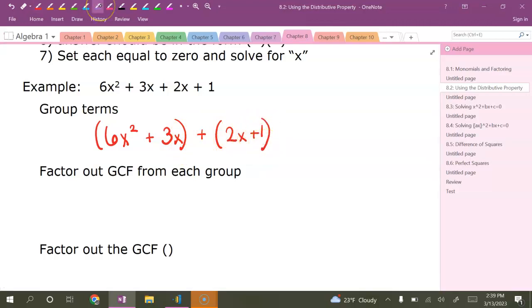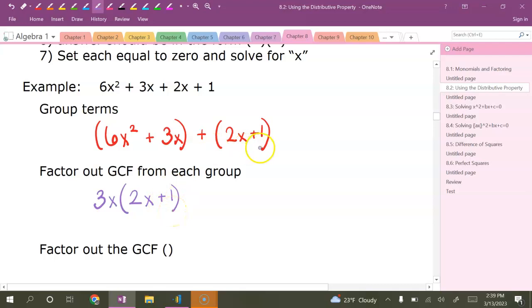Then I pull out the GCF. So from the first grouping, I can take out a 3 from 6 and 3, and I can take out an x, because this first one has x squared and the second one has just x. If I take out 3x, what I'm left with is a 2x, so I'm just dividing those, and then again, remember we just talked about this, 3x divided by 3x is a 1.